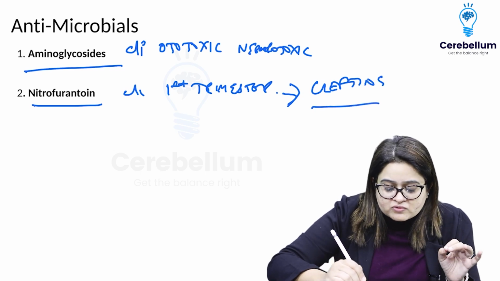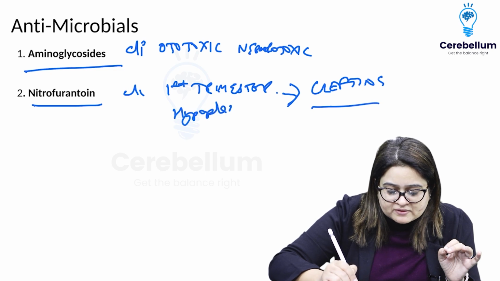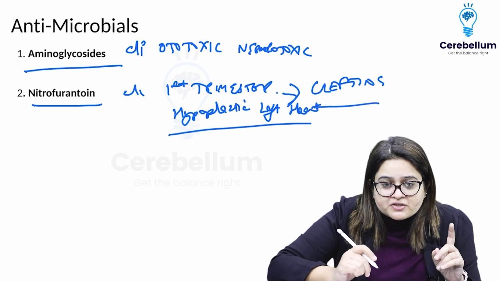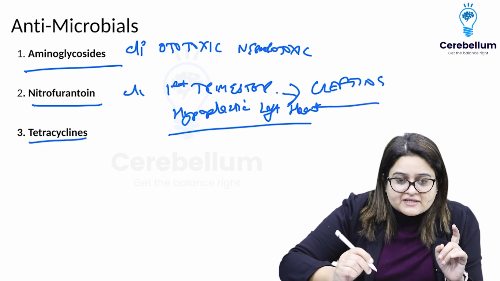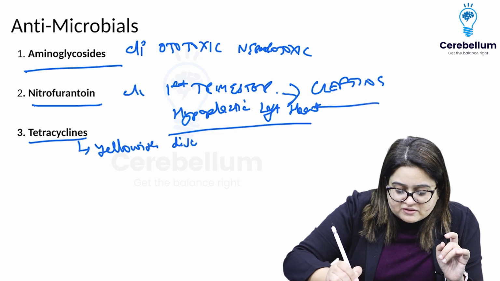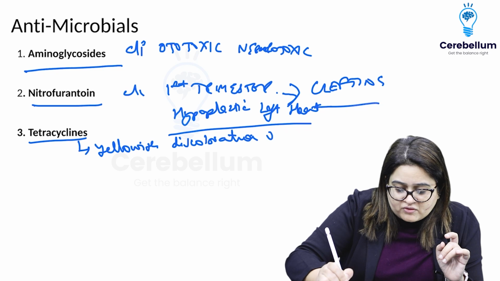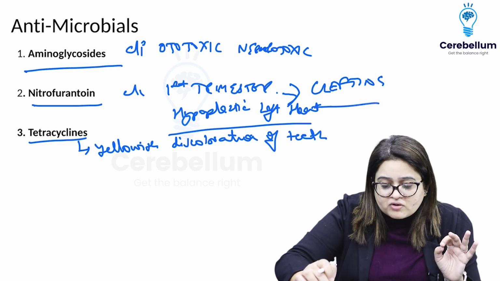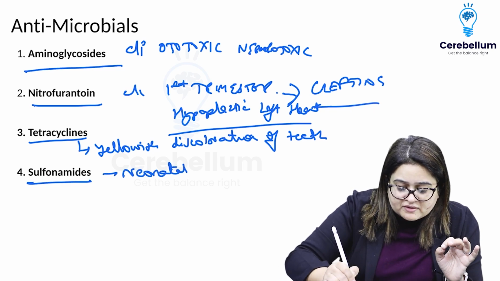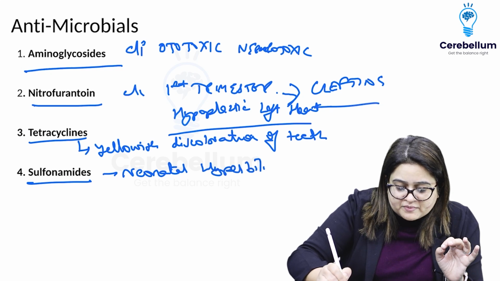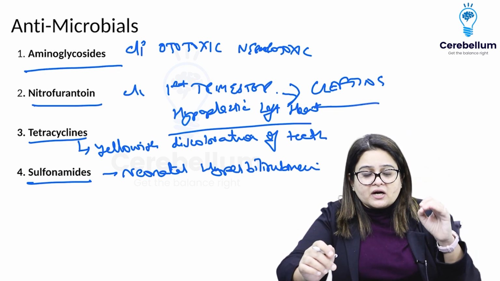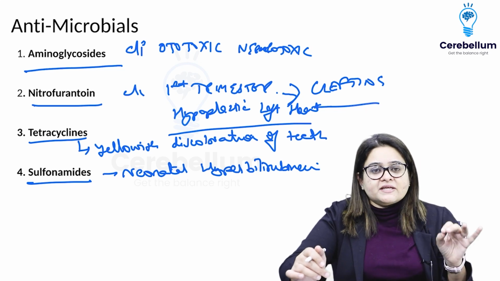It is also known to cause hypoplastic left heart syndrome. Okay, but this is only if the exposure is in the first trimester. Then we have tetracyclines. Tetracyclines cause yellowish discoloration of teeth, and that's why it should not be given. It is best avoided. Sulfonamides are known to cause neonatal hyperbilirubinemia. These are the antimicrobials which you should know when asked a question: which antimicrobials are safe, which are not.